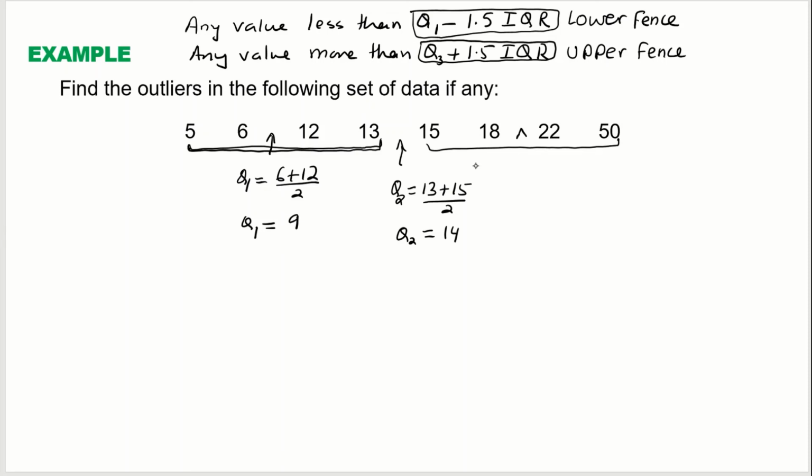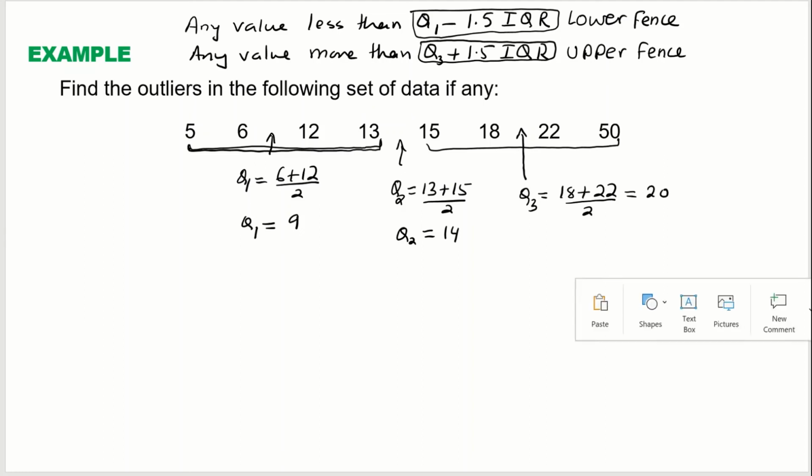Q3 is the median of the numbers more than Q2. So here will be the median, 2 below that, 2 above that. In this case, this is Q3, which is equal to 18 plus 22 divided by 2. And 18 plus 22 is 40, divided by 2 is 20. So we got these values, Q1 and Q3. Also, we need IQR. Let's find that.